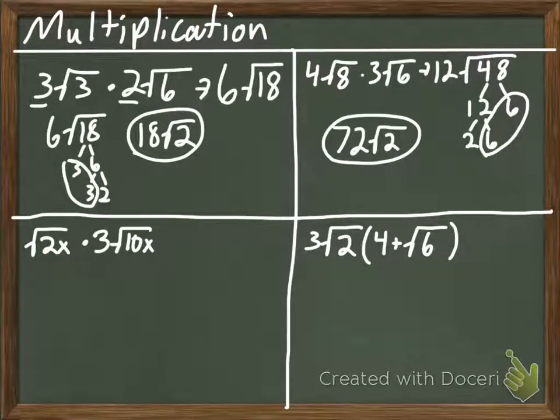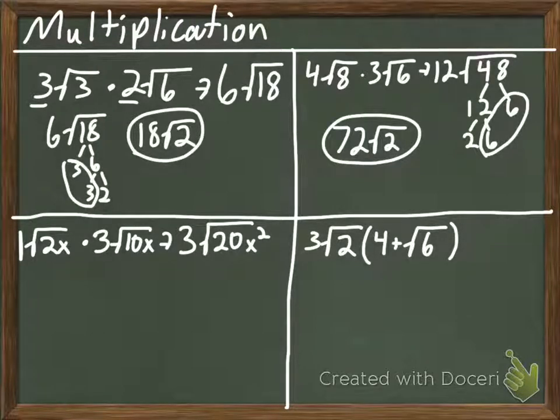Now we add in some variables. Works exactly the same as when we multiply variables before. So we have the square root of 2x times 3 square root 10. Now if there's not a number in front of the square root, we assume there's a 1, just like with variables. So 1 times 3, 3. Then we need to multiply the numbers together. 2 times 10 is 20. X times x, x squared.